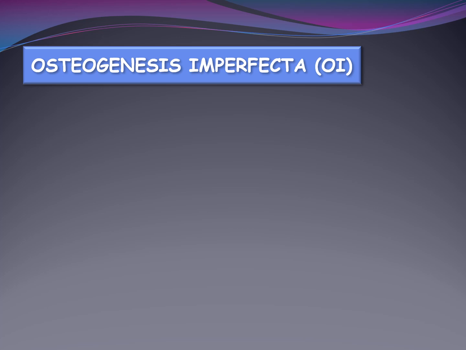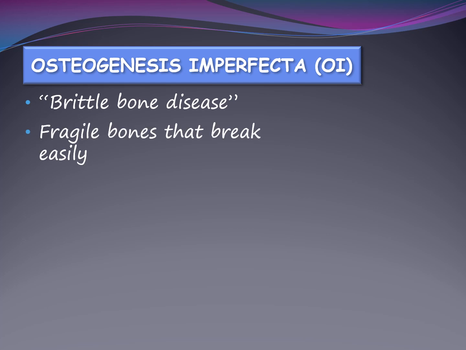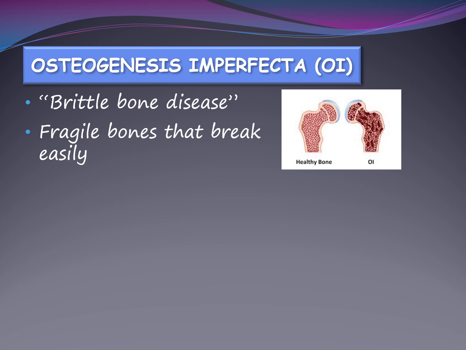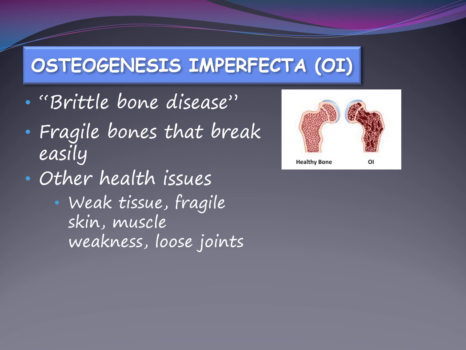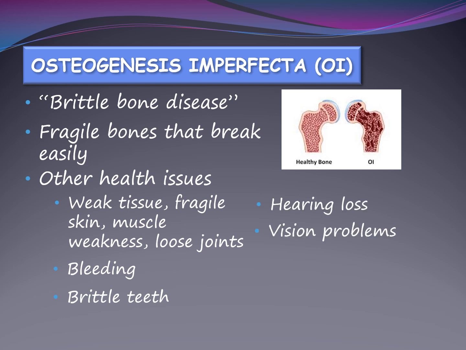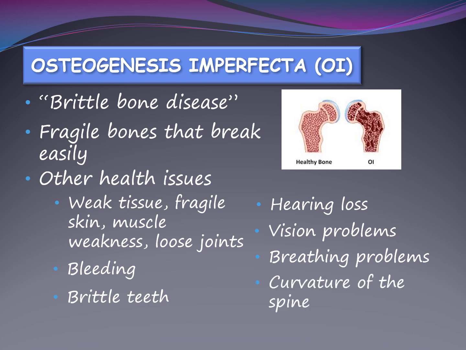Osteogenesis imperfecta is also known as brittle bone disease. The primary issue is fragile bones that break easily. People with OI have less collagen than normal or a poor quality of collagen. Other health issues they may have include weak tissues, fragile skin, muscle weakness, and loose joints, bleeding, brittle teeth, hearing loss, vision problems, breathing problems, and curvature of the spine.